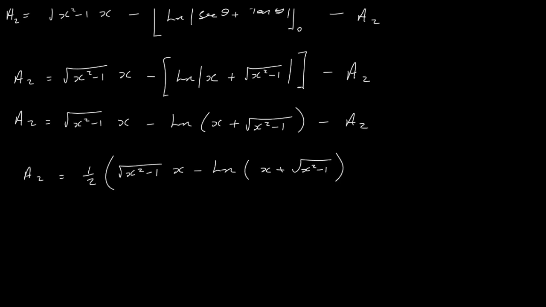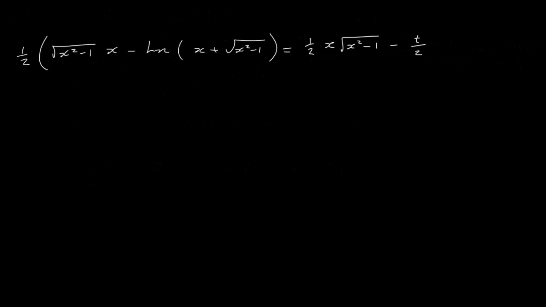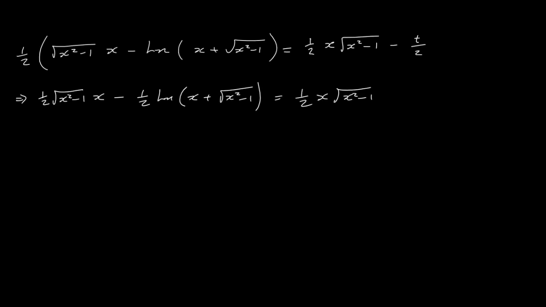So this is our second equation for area 2. Okay, so I have the two expressions here equated, so let's just solve for x. Let's multiply this out first. We've got a half square root x squared minus 1 times x minus a half log x plus the square root of x squared minus 1 is equal to a half x times the square root of x squared minus 1 minus t over 2.